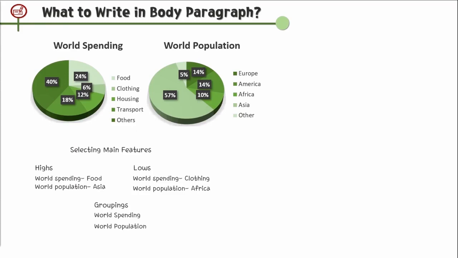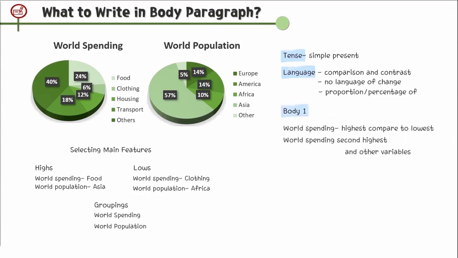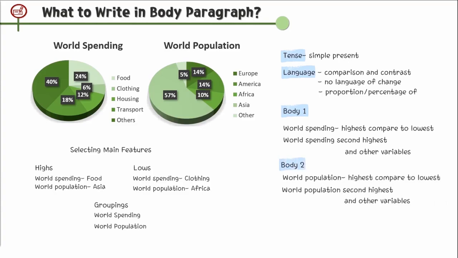Now, let us add that in our plan. The tense will be present simple tense, as there are no given year. Then the language that we will be using will focus on comparison and contrast and proportion. And we will not use language of change. Body 1 will discuss world spending, highest compared to lowest, and world spending second highest and another variable. In Body 2, the paragraph will describe world population, highest compared to lowest, and world population second highest and other variables.